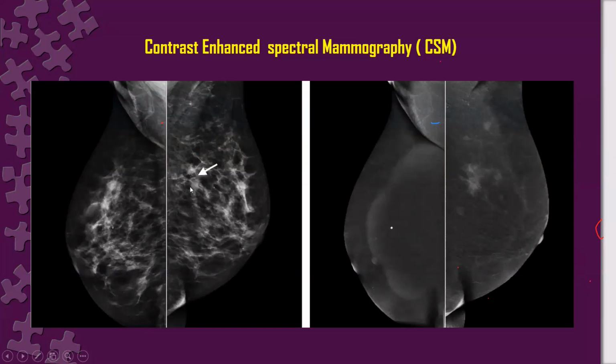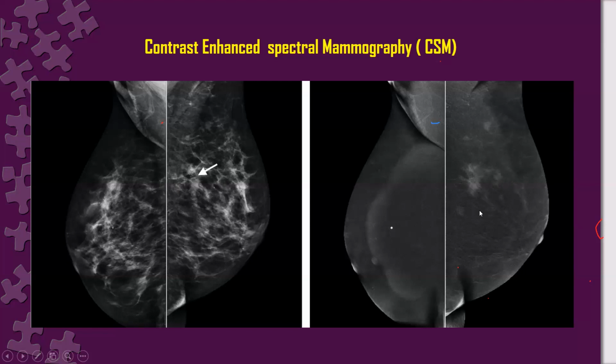an area of architectural distortion and asymmetry. If you look here, and the same area here, it is asymmetry compared to the other side. There is a distortion and asymmetry, or asymmetric distortion, and the recombined image demonstrates what? An irregular enhancing mass lesion at the upper outer quadrant.